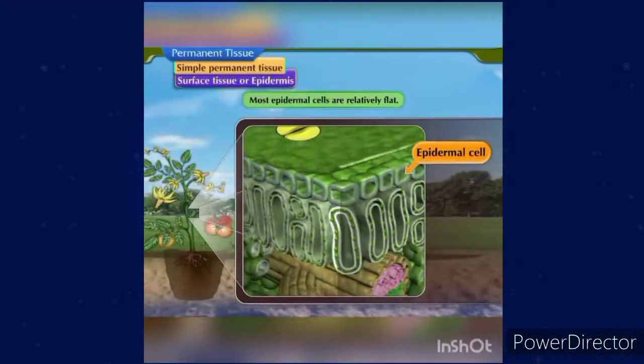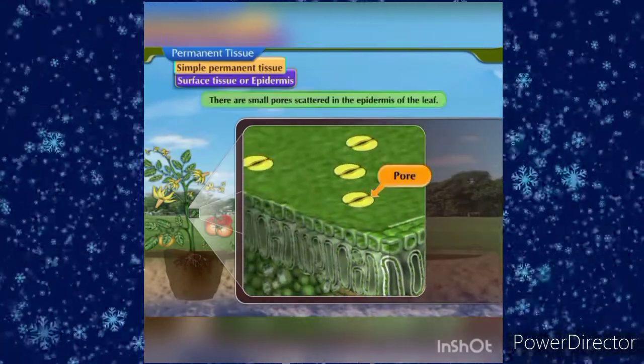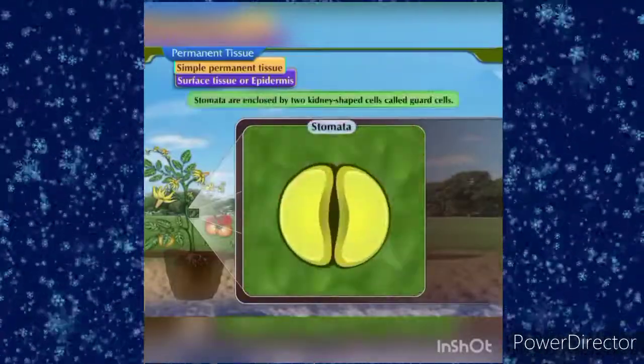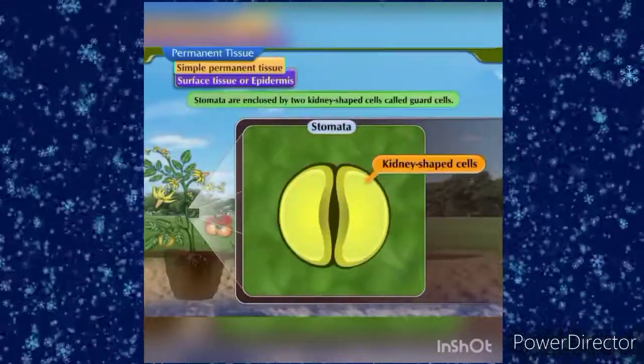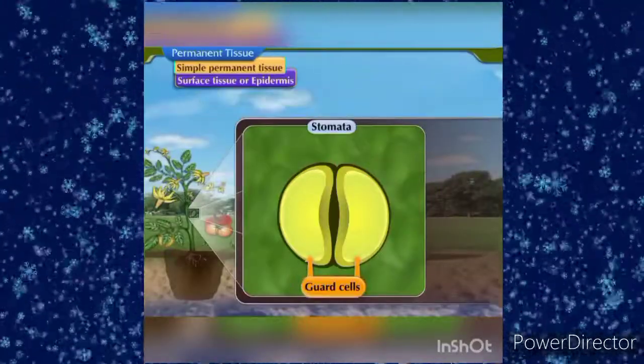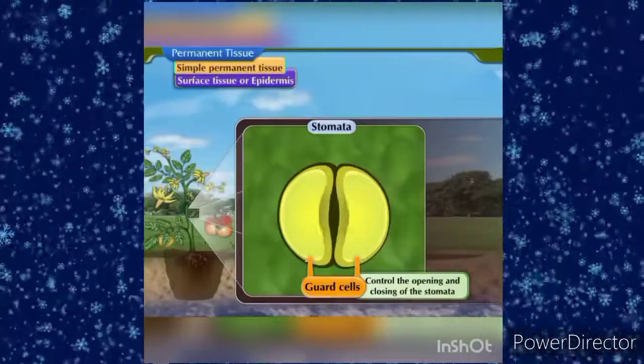Most epidermal cells are relatively flat. There are small pores scattered in the epidermis of the leaf. Stomata are enclosed by two kidney-shaped cells called guard cells. They control the opening and closing of the stomata.